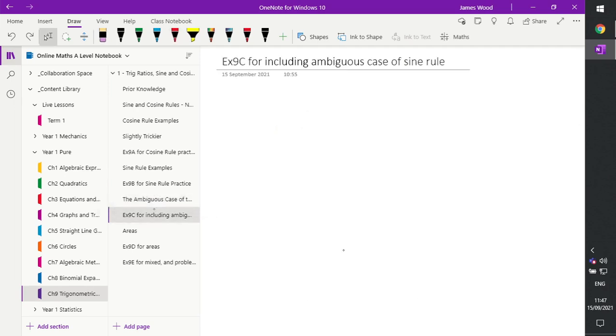Okay, if you want to have some questions on the ambiguous case of the sine rule, have a look at exercise 9c.